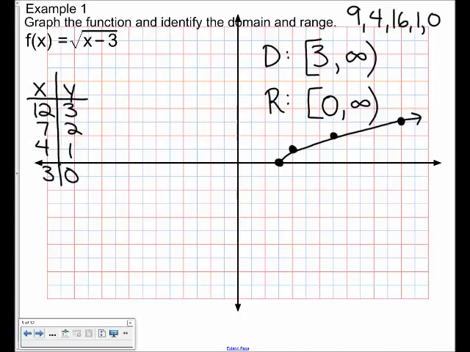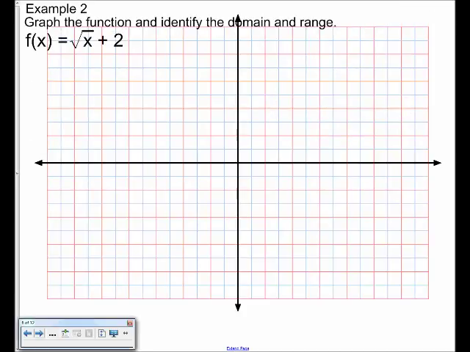All right, any other comments or questions? Yes. You're going to do one of those at your seat later. Okay, good question. All right, let's try example 2. Together? Yes, together. Example 2.